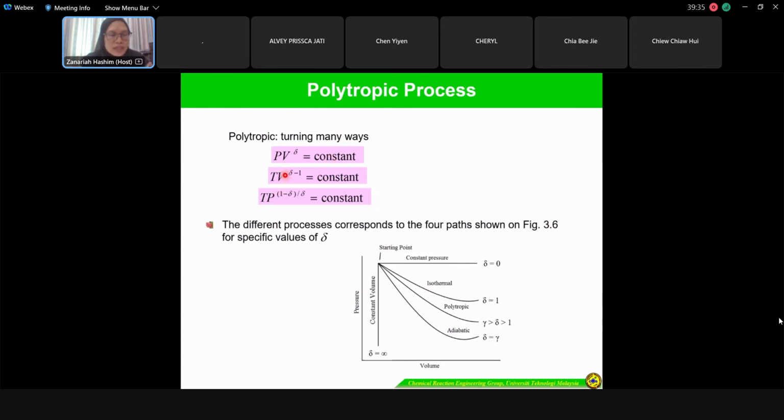And then here you have T V to the power of negative 1. So that means T over V. So T over V is constant. So you can derive the relationship based on the values of delta. And then the second type is the isothermal. For isothermal, the delta is equal to 1. So for isothermal, PV is constant, and then T is constant. And then for the TP, 1 minus. This one we don't have.